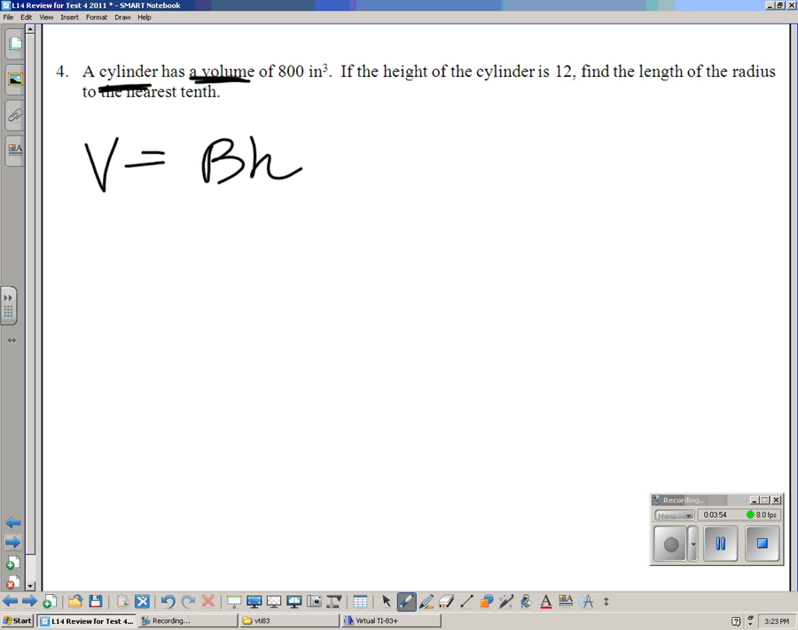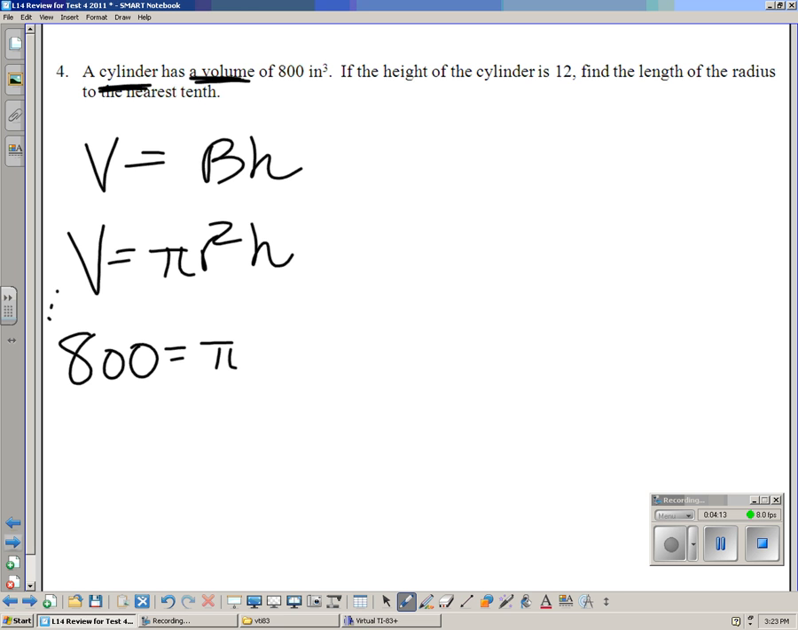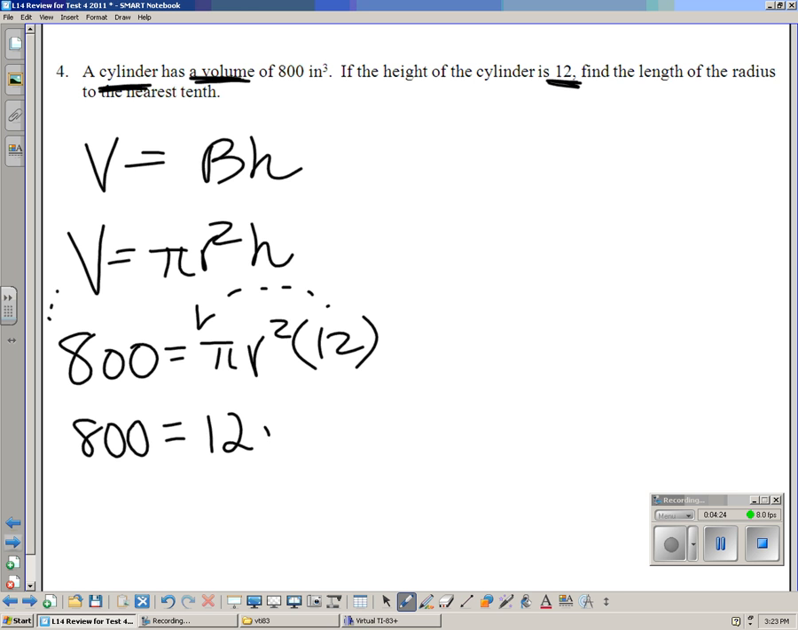What's not off of the formula sheet is the following. Big B represents the area of the base. It's a cylinder, so the base is a circle. Area formula for a circle, pi r squared. Volume is 800. So I want to plug that in for V. We have pi, we have the radius, and we know the height is 12. We always said in class the 12 should go to the front. So we have 800 equals 12 pi r squared.